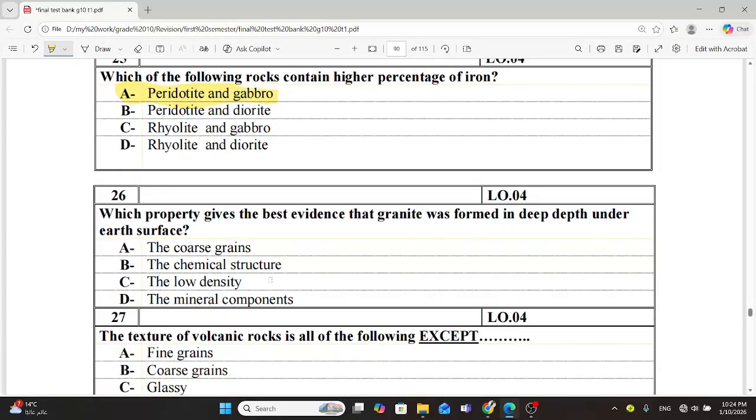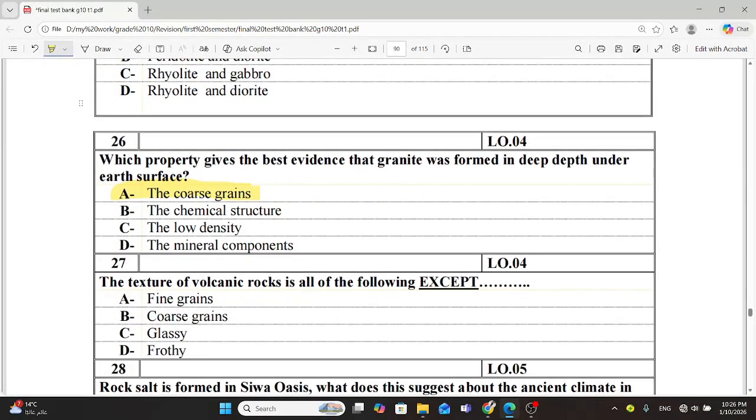Which property gives the best evidence that granite was formed at deep depths under the surface? The coarse grains, chemical structure, low density, or mineral components? Okay, coarse grains, because of deep formation under the surface. Next, question 27: the texture of volcanic rocks is all of the following except coarse grains.